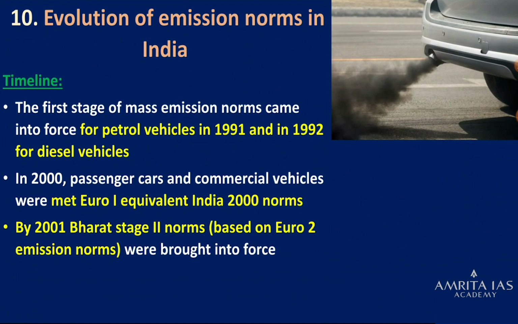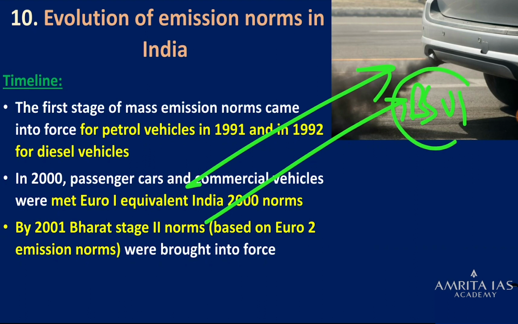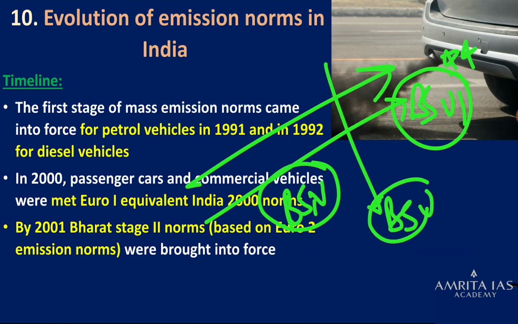Next, we're going to read the evolution of the emission norms. Now emission norms, you know, we have entered into the era of BS6, right? We have skipped BS5, sorry, we have skipped, and from BS4, we have moved to BS6. Okay.